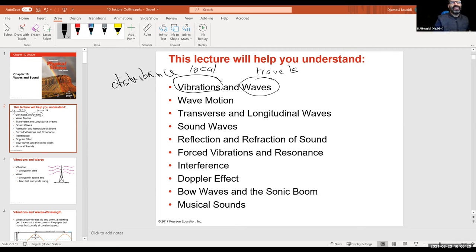So both of them require a disturbance, whether a wave or a vibration or an oscillation. Sometimes you hear me use the word oscillation a lot for vibrations because they are the same. Okay, so it's a disturbance. You have something in equilibrium that is stationary, that is not going anywhere.